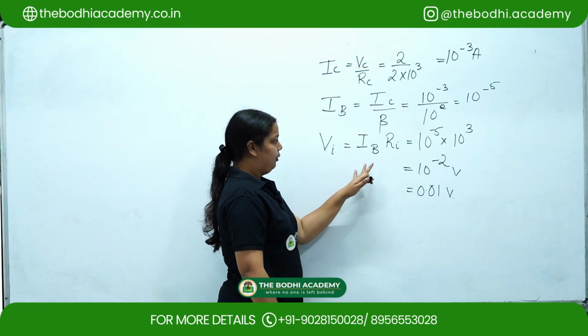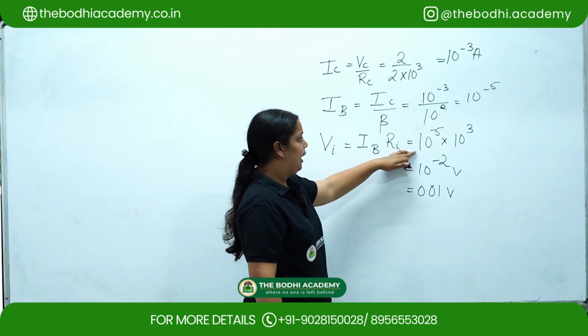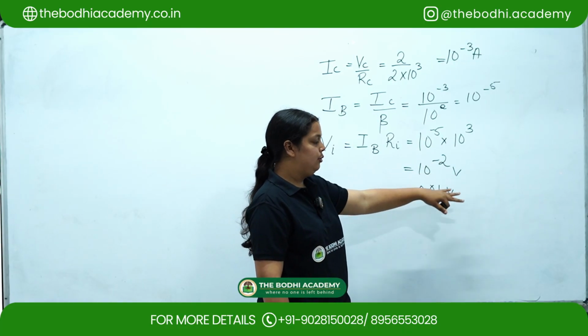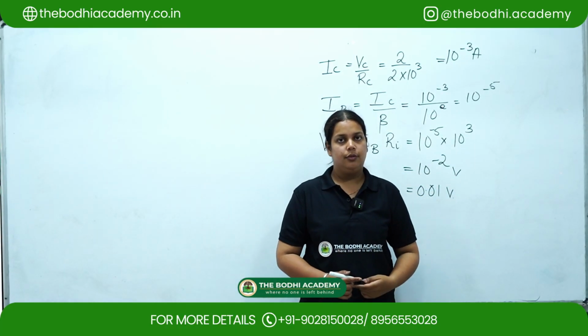So VI equal to IB into RI, equal to 10 raised to minus 5 into 10 raised to 3. So that will be 10 raised to minus 2 volts. So that will be 0.01 volts.